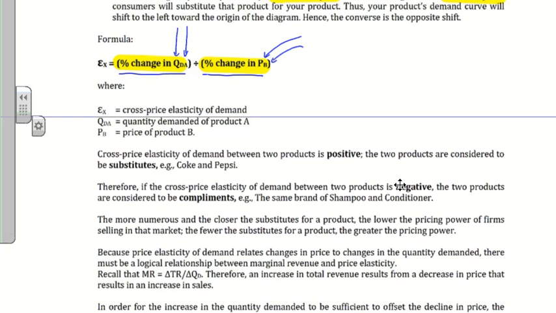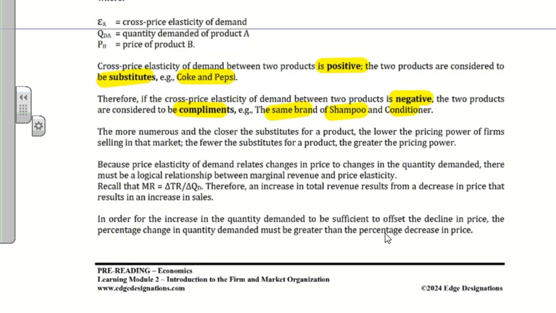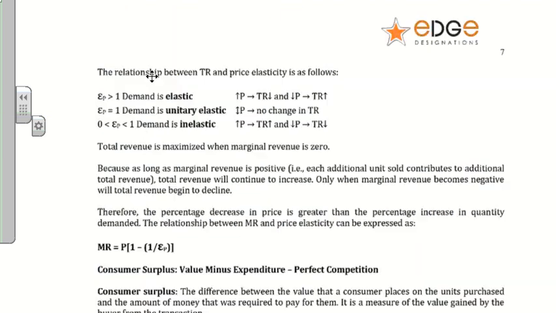Cross elasticity of demand between two products is positive for things like Coke and Pepsi, so those are substitutes. And if you come out with a negative answer when I calculate my cross elasticity of demand, the two products are probably complements of one another, like the same brand of shampoo and perhaps conditioner. I'm not going to spend too much more time over there.